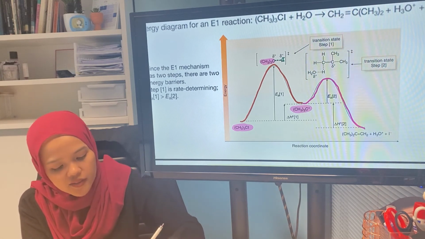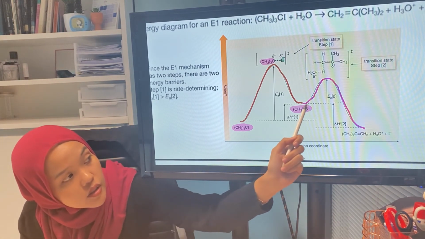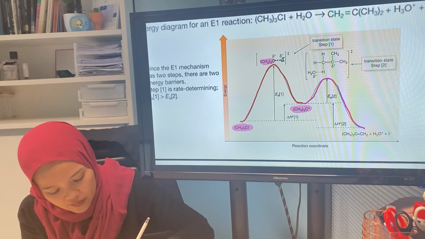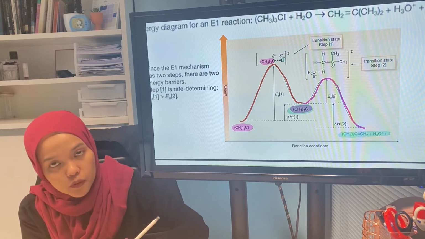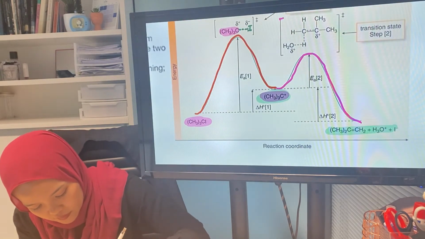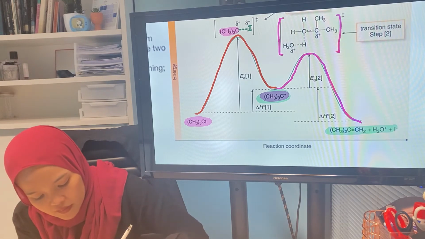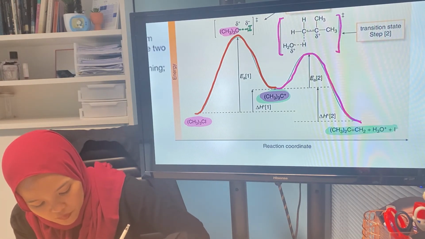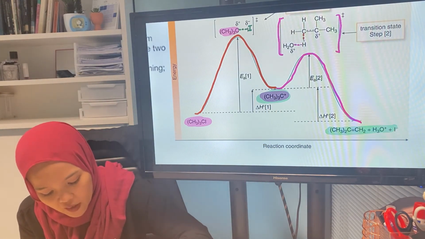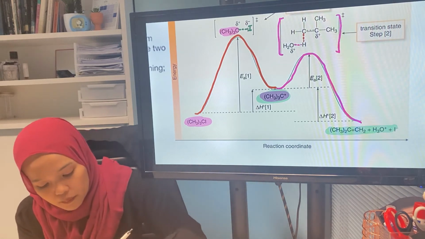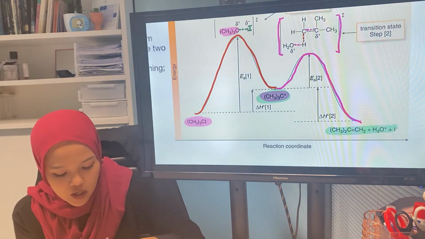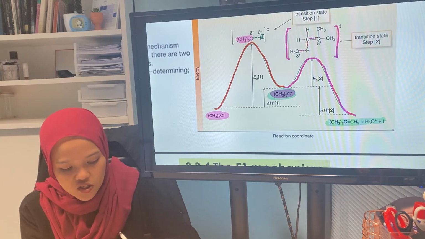As you can see, for the second step, this one is the reactant and this is the product. So what you are going to write is like this. See this one: the bond between the water and hydrogen is about to form, the bond between carbon and hydrogen is about to break, and the bond between carbon and carbon, which is the new pi bond, is about to form. So this is going to be the transition state.